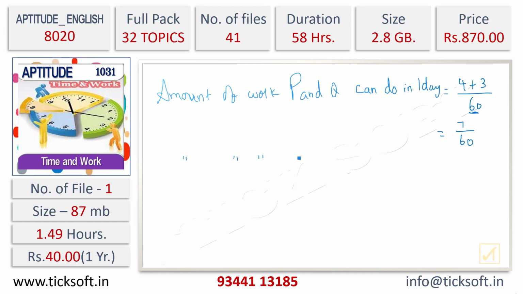So now we are going to find out the amount of work that P and Q can do in 4 days. So now this will be equal to what? If we multiply the 1 day's work by 4, then we will get the 4 days work. So therefore we get 4 into 7 by 60. Now if we cancel these two values, then we will get 1 by 15. So therefore 7 by 15 is the amount of work that P and Q can do in 4 days.